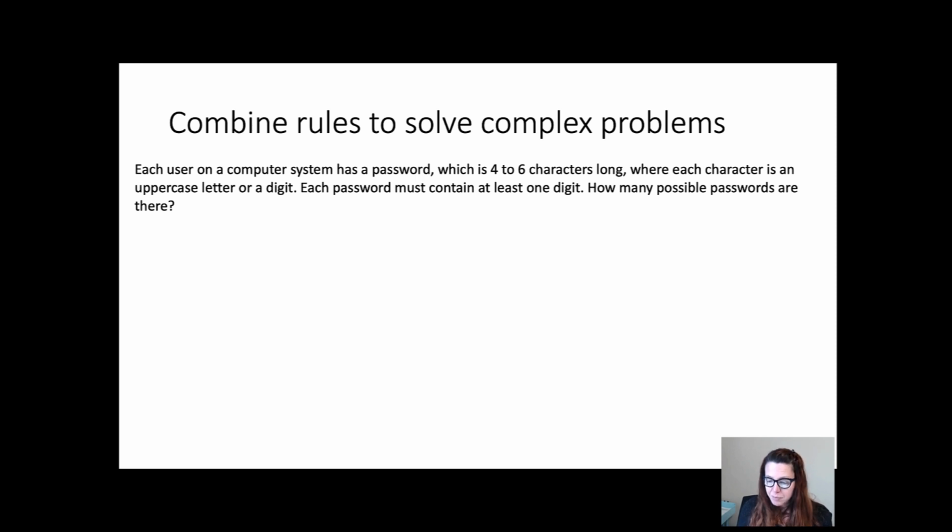Each user on a computer system has a password. That password is 4 to 6 characters long, where each character is an uppercase letter. Okay, there I got specific. I don't remember who asked. I think it was Adam, but it was a good question. Uppercase letter or a digit. Unless specified, letters are treated the same. Each password must contain at least one digit. So, how many possible passwords are there?